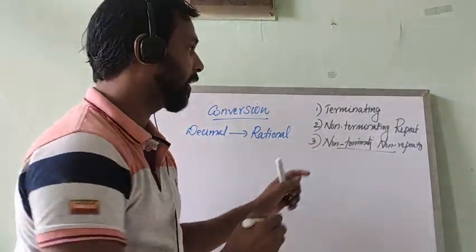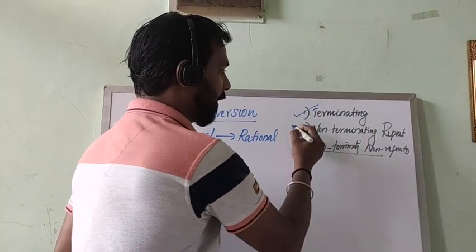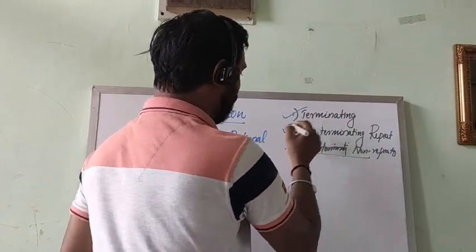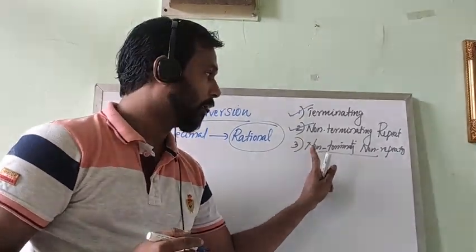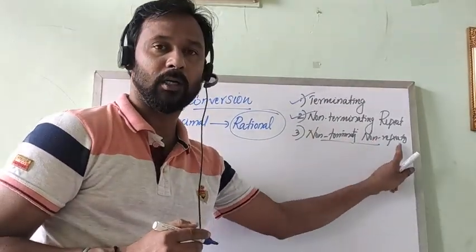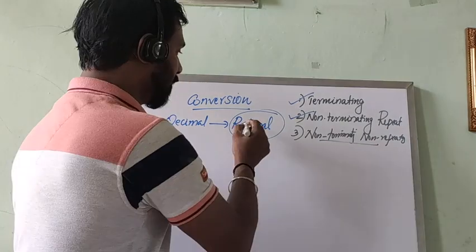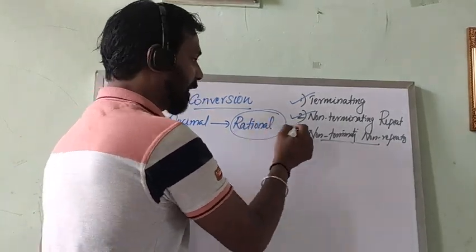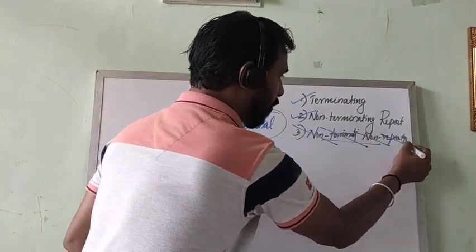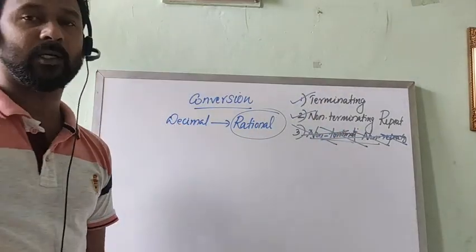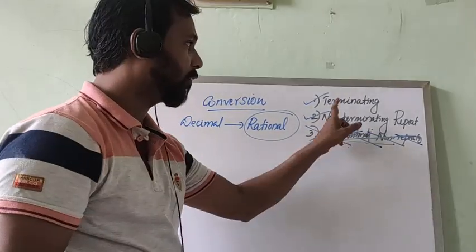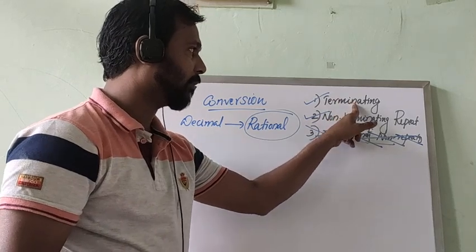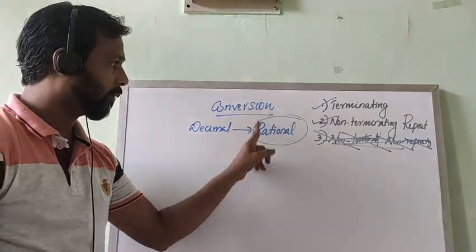So yesterday we saw that terminating decimals and non-terminating repeating decimals, both of these are rationals. And the third kind, non-terminating, non-repeating, was irrational. So we are discussing conversion to rationals. Therefore, there is no scope for non-terminating, non-repeating decimals in this context. So first let us consider terminating decimals. How to convert them into rational?